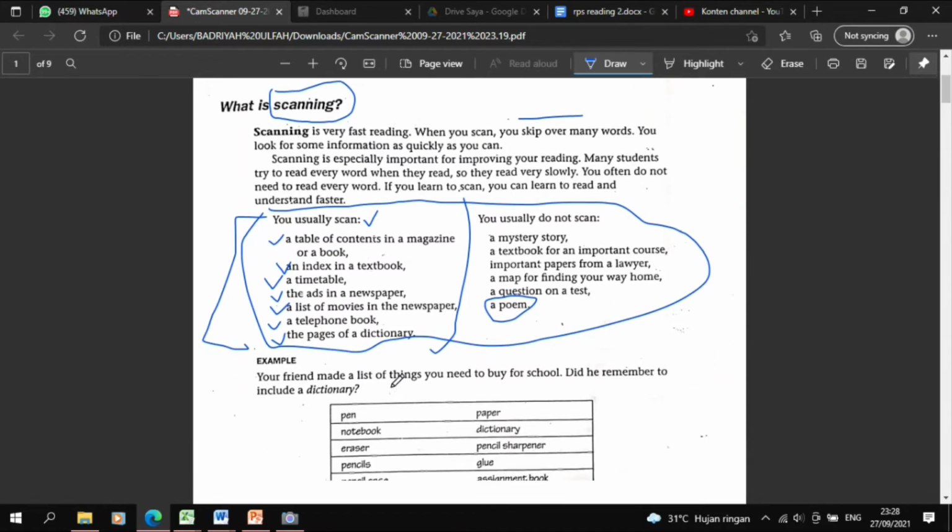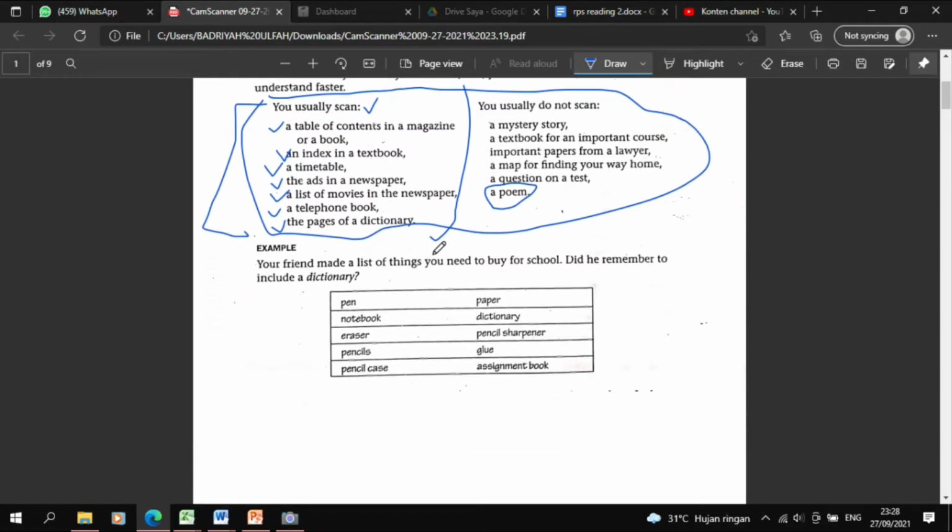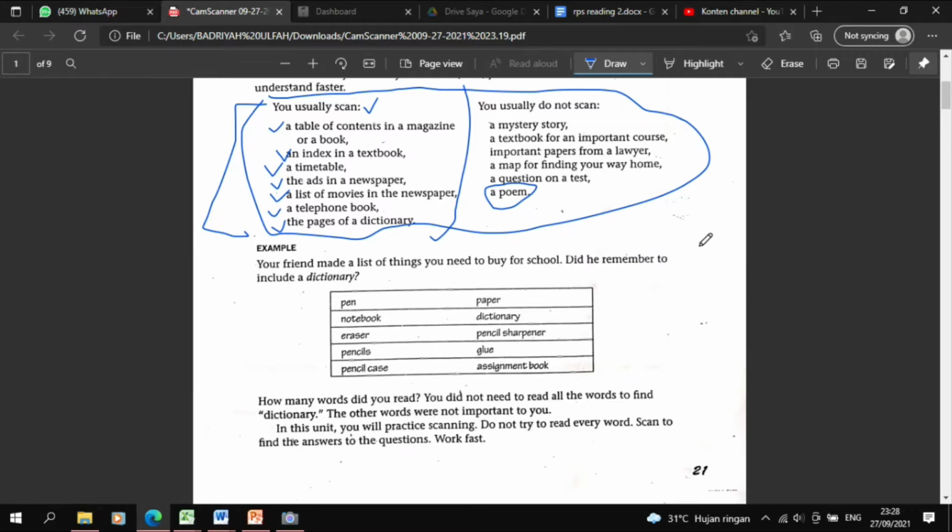Okay, see, your friend made a list of things you need to buy for school. Did he remember to include a dictionary? Oh yes, there is. So what were you doing? In Indonesian: just now, when I asked whether there is a dictionary, did you read one by one? Pen, notebook, eraser, pencils, pencil case. No, you don't need that, right? Because you only need to find the dictionary. You surely read until you found the dictionary. That's what we call scanning.